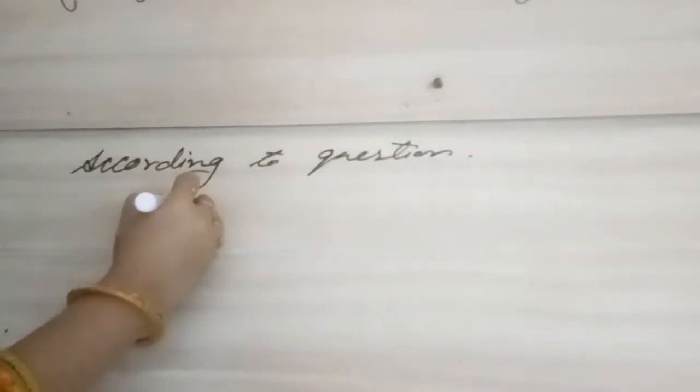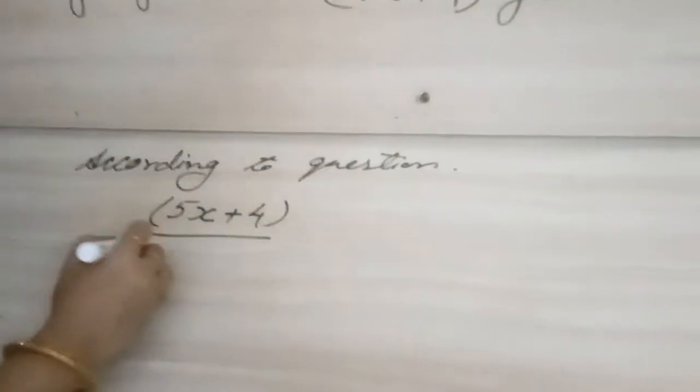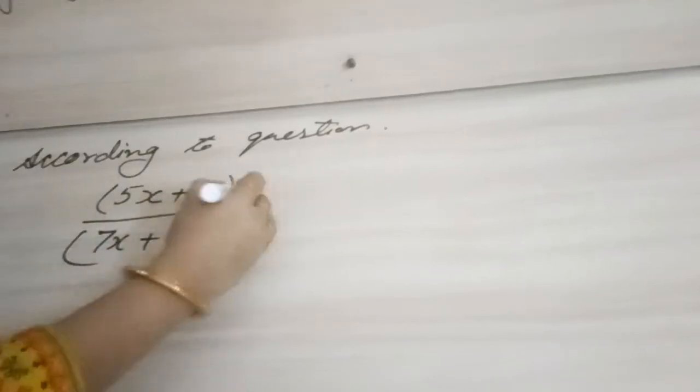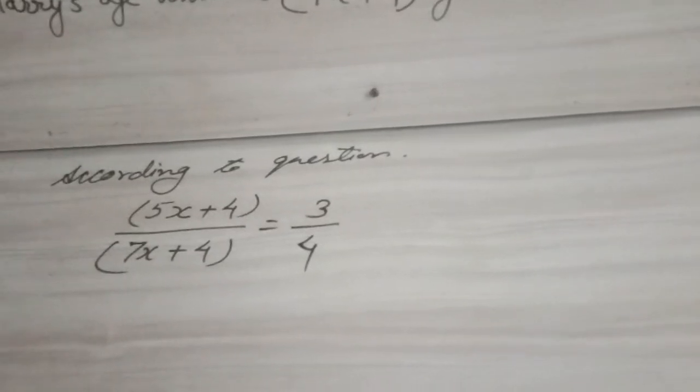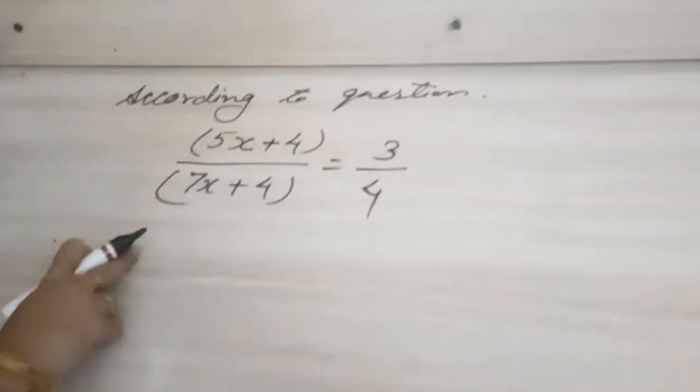That means on top we will write Hari's age. So what will be Hari's age? 5x plus 4. This is Hari's age upon Harry's age, which will be 7x plus 4, equals 3 upon 4. We convert the ratio into a fraction. This we got from the question.